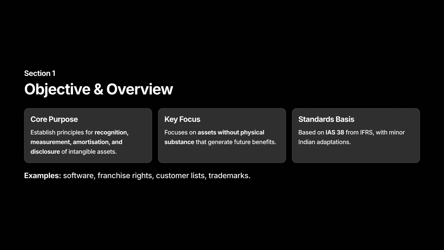The goal is consistency and transparency, so that investors can understand the true value hidden in intellectual property and other intangibles. Typical examples include computer software, licenses and franchises, customer lists, and trademarks, all of which represent valuable long-term rights rather than physical possessions.